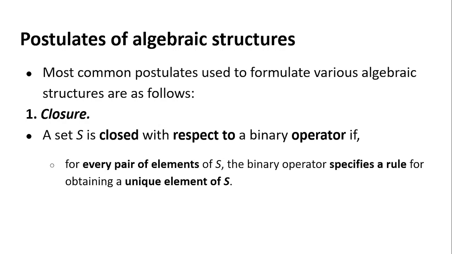Now let's look at the postulates of a general structure. Whenever we talk about the general postulates of algebraic structures, there are altogether 5 plus 1, so totally 6. Let's look at each and every one of them. First one is the closure.